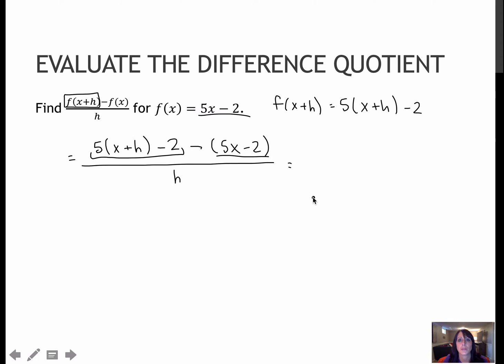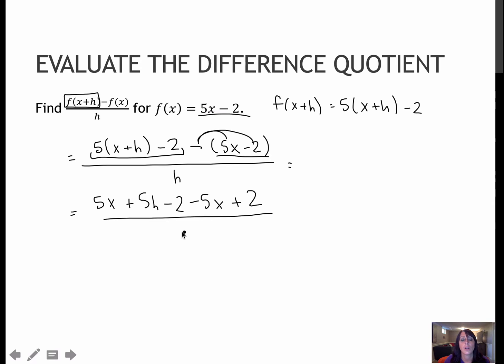So now I'm going to do some simplification. On the top, I'll do it down here. 5 times x is 5x. 5 times h is 5h. I have minus 2, and then I have minus 5x, and I have minus negative 2, so I have plus 2, all over h. There appears to be quite a bit that's going to cancel because 5x and minus 5x is 0, and minus 2 and plus 2 is 0.